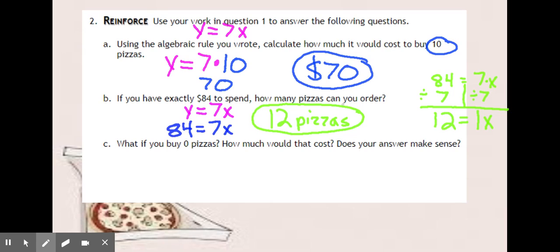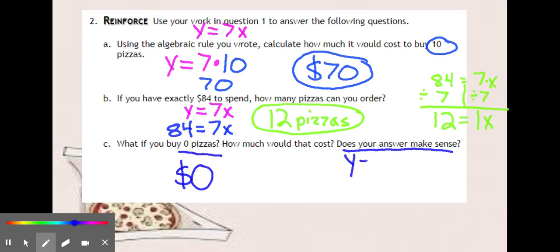And the last question, what if you bought 0 pizzas? How much would that cost? Does your answer make sense? And you're probably thinking that this is a trick question because if you bought 0 pizzas, it's going to cost you $0. And does that make sense? Yes. In this situation, that does make sense because it makes sense that if you don't get any pizza, you don't have to spend any money.